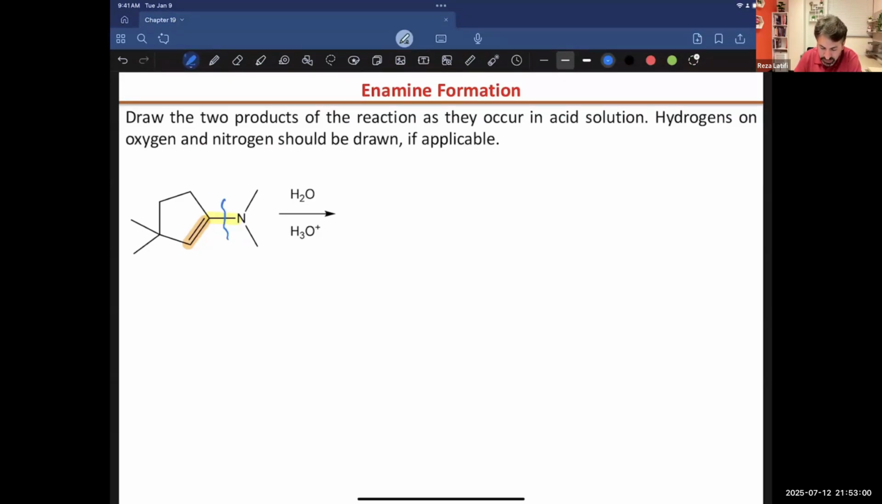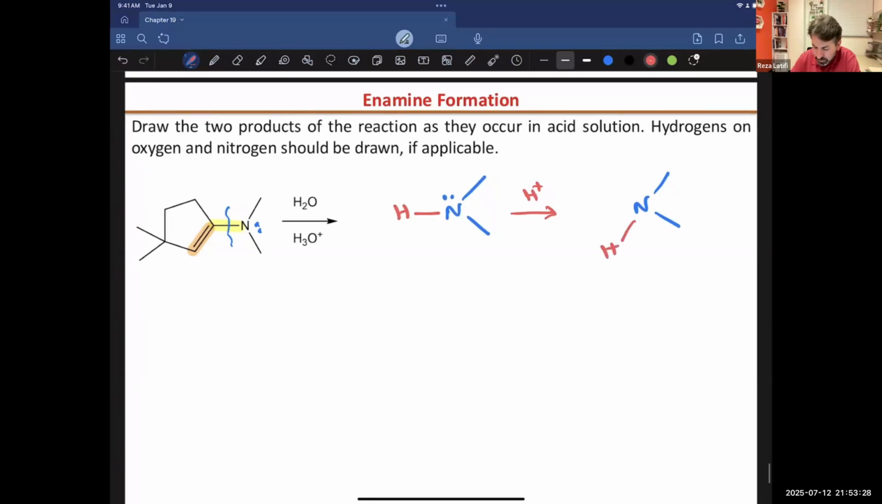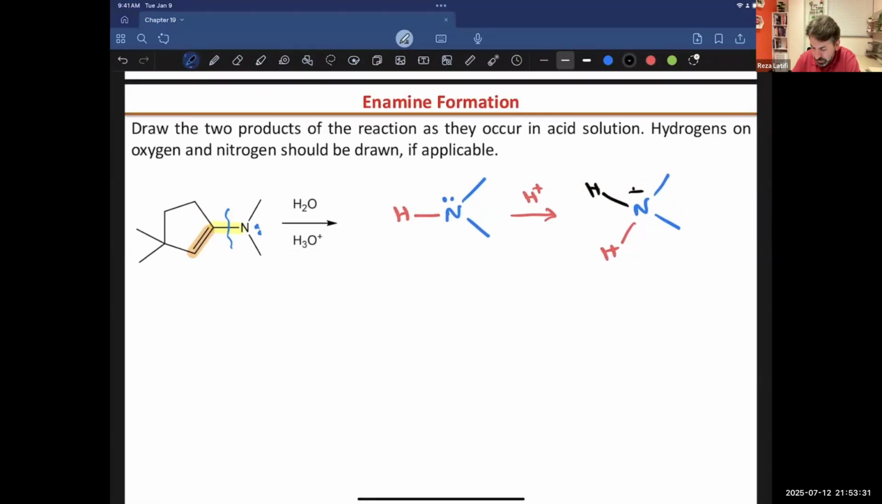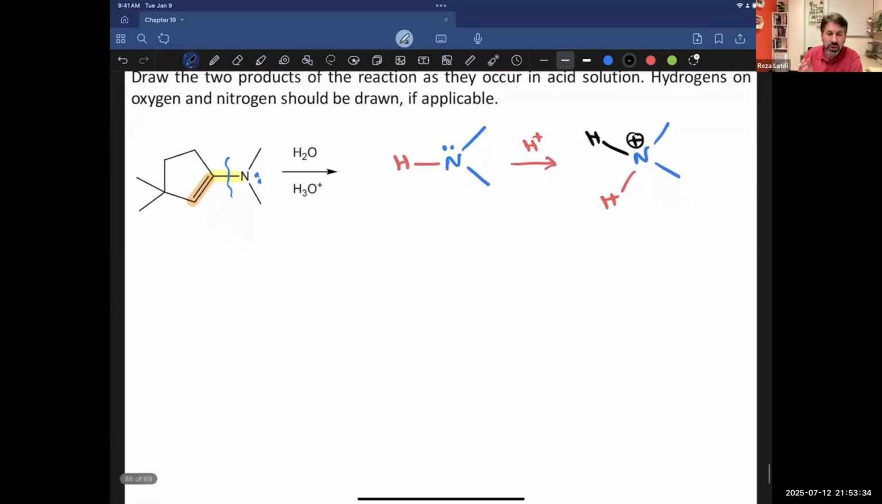We will break it, and that's going to give us nitrogen attached to 2 methyls. It has a lone pair, and I said equal to the number of bonds that you break, you will put a hydrogen atom. So I'm going to add a hydrogen atom there, and because it's an acidic solution, it's going to accept 1 H more, and it will give me such a thing. So now we have a positive charge on nitrogen. On the other side of the molecule, wherever you broke the sigma bond, take that carbon and draw a carbonyl group there.